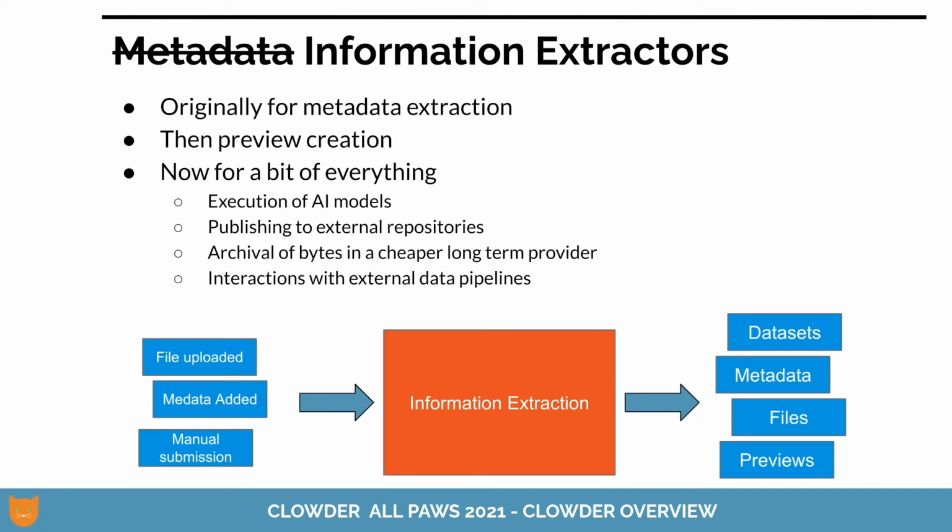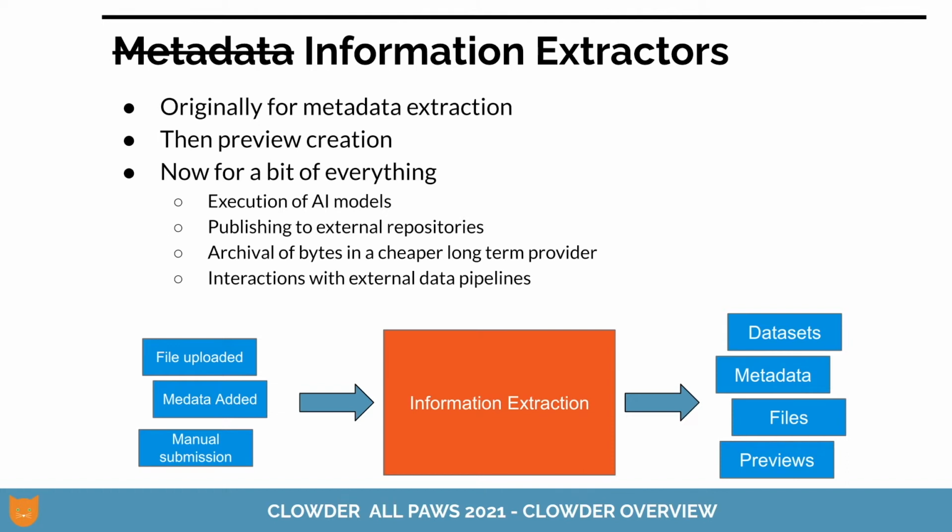Another major aspect of Clowder is its ability to support custom information extraction steps, what we used to call metadata extractors. Originally, these were used to extract metadata from a single file, and add previews to large files so that a user didn't have to download gigabytes or terabytes of data to get a sense of what was in the file. Eventually, this functionality was extended to many other events, such as when metadata is added to a file or a dataset, and even the manual submission of files and datasets to the extraction bus, so that data analysis tools, AI models, and more can be executed on these files and datasets.